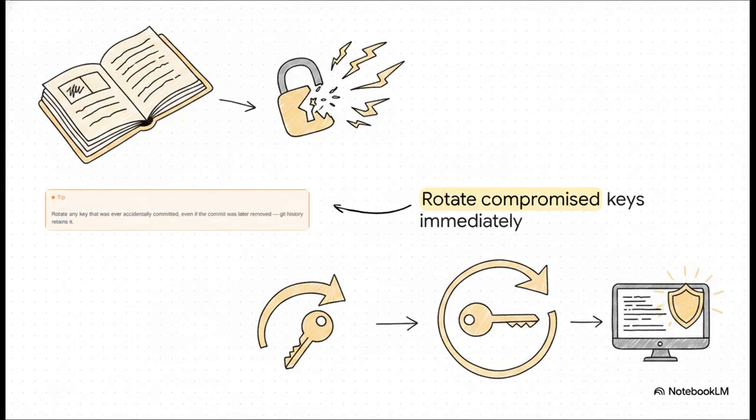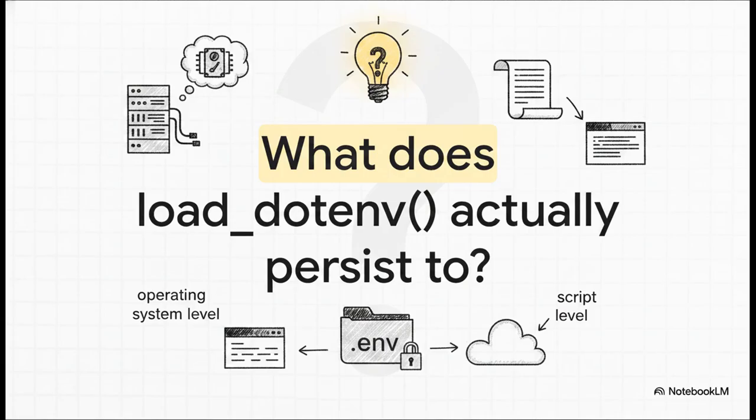If you do accidentally commit a key, you need to know exactly how to react. Simply deleting the file in a new commit is not going to save you. Git history never forgets. That's the whole point of version control. You have to immediately log into your provider and rotate that key, meaning revoke the old one completely and generate a brand new one. All right, let's see what's stuck.